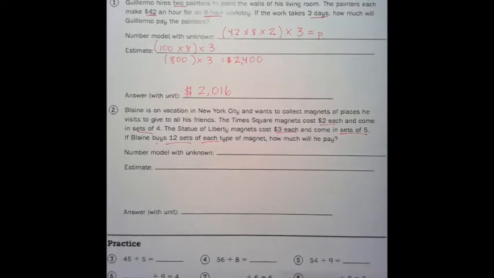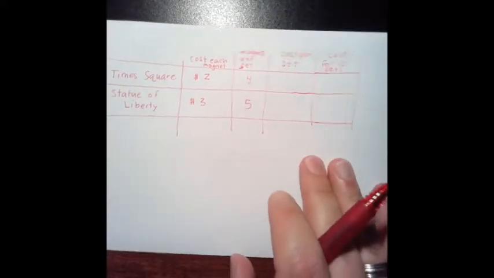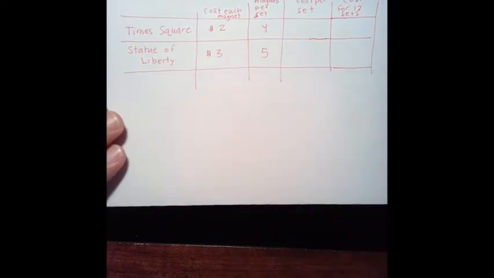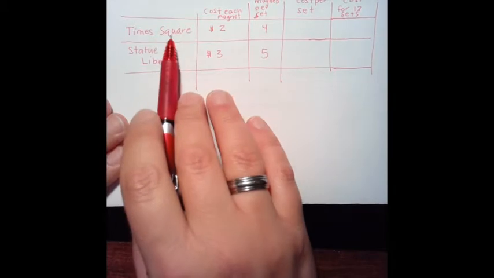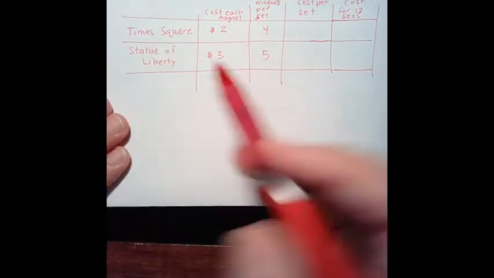Okay, so I decided to make myself a table because I figured this might be the easiest way to help me sort through this problem. So we have 2 types of magnets. We've got the Times Square magnet, we have the Statue of Liberty magnet.